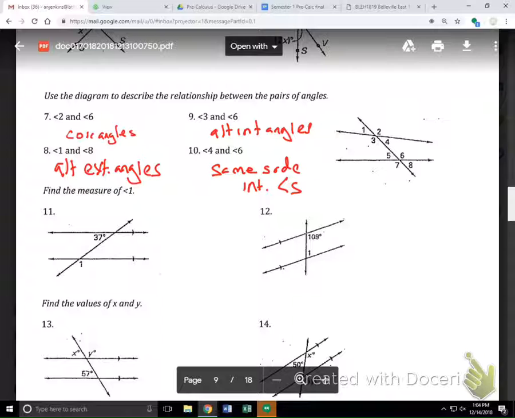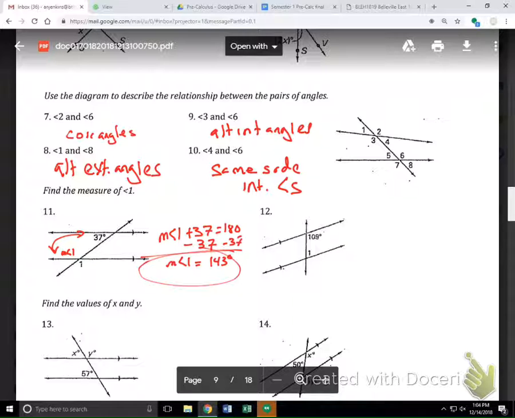No preference? Okay, so let's use the first one. It's vertical, which means that this is also the same measure of angle 1. We now know that these two angles are same side interior, which means they have to add up to what? 180. So we have 180. We're going to subtract 37. When we subtract 37, we get the measure of angle 1 equals 143. Thank you, sir. Now we're done with that one.